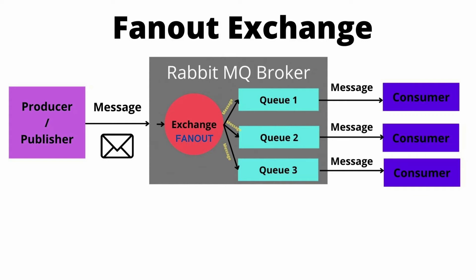We have an exchange, which is of type Fanout, and of course, the connection between the queue and the exchange, just as a reminder, is called a binding. Now here, the producer sends a message to the exchange. The exchange, being of type Fanout, is going to route the messages in a way that every single queue that is bound to that exchange, every queue that has a binding with that exchange, is going to receive that message. So you can think of a Fanout as a broadcaster.